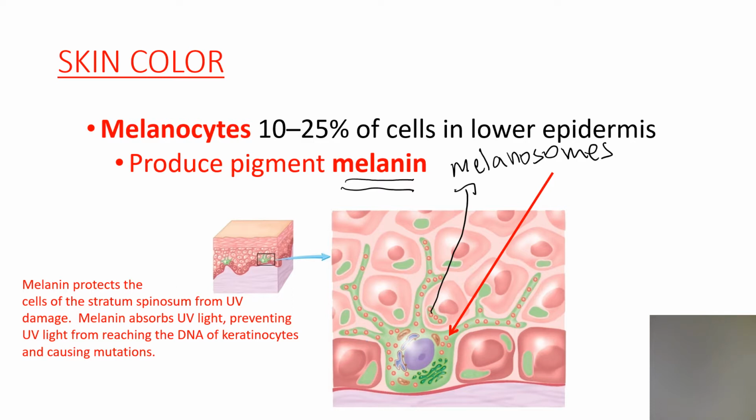Melanin absorbs UV light, preventing UV light from damaging the DNA of keratinocytes and causing mutations. The main role of melanin is to protect keratinocytes from the damaging effects of UV light.